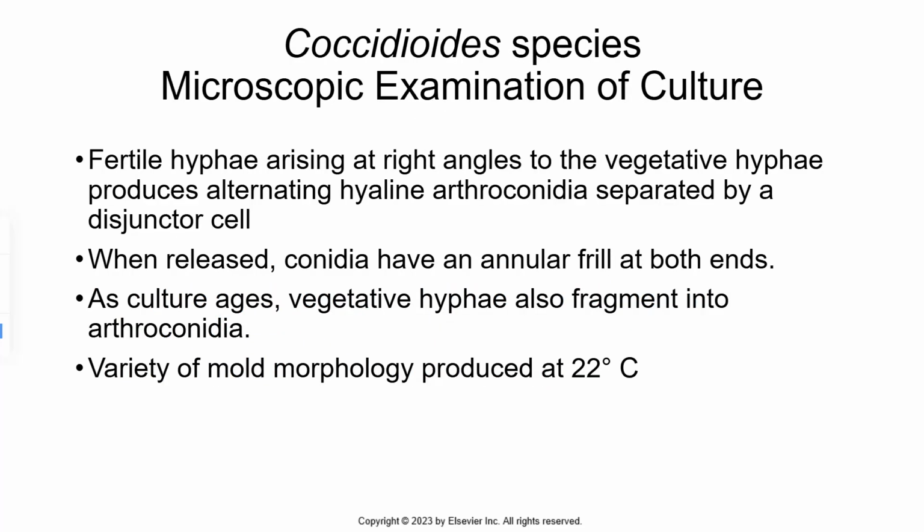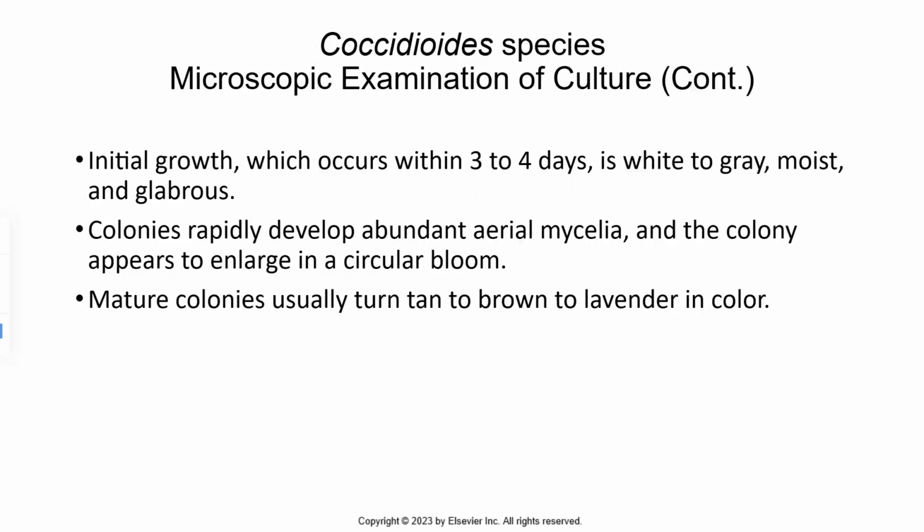Fertile hyphae arising at right angles to the vegetative hyphae produce alternating hyaline arthroconidia separated by disjunctor cells. When released, conidia have an annular frill at both ends. As the culture ages, vegetative hyphae also fragment into arthroconidia. A variety of mold morphology is produced at 22 degrees Celsius. Initial growth, which occurs in 3 to 4 days, is white to gray, moist, and glabrous. Colonies rapidly develop abundant aerial mycelia, and the colony appears to enlarge in a circular bloom. Mature colonies usually turn tan to brown to lavender in color.